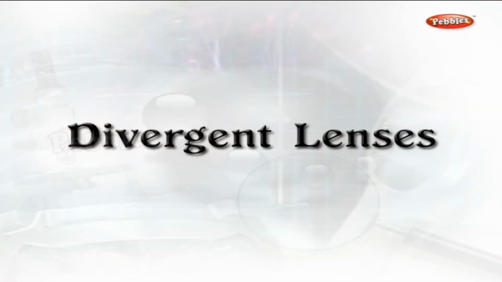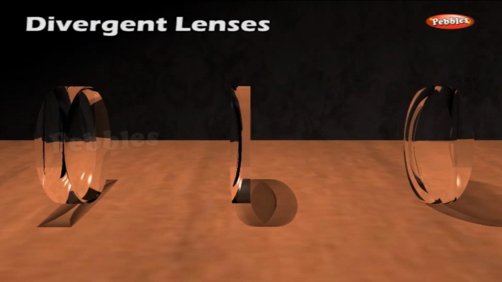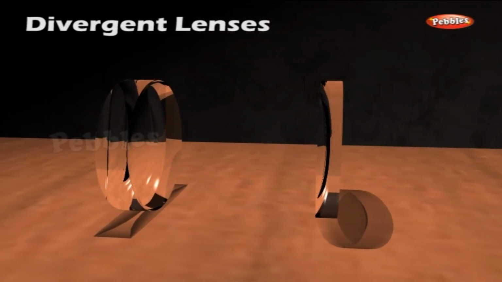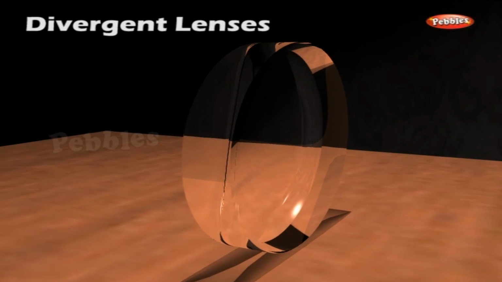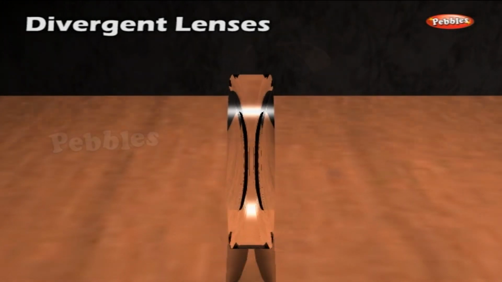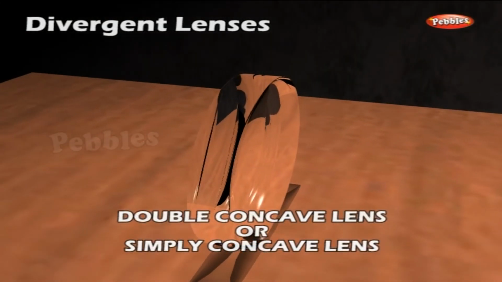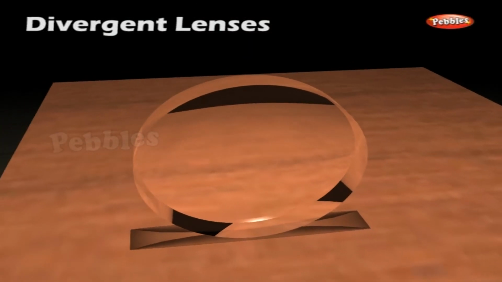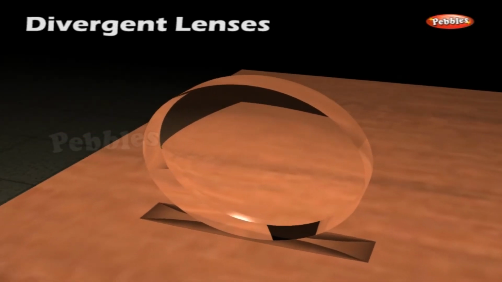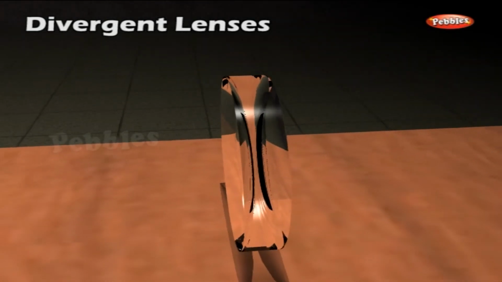Divergent or concave lenses. These are thin at the center and thick near the edges. They bend the rays towards the edges of the lens. They are also further divided into three categories. Double concave lens. Both surfaces of this type of lens are bulging inwards. It is also called concave lens or biconcave lens.